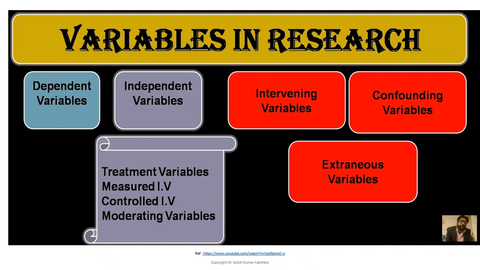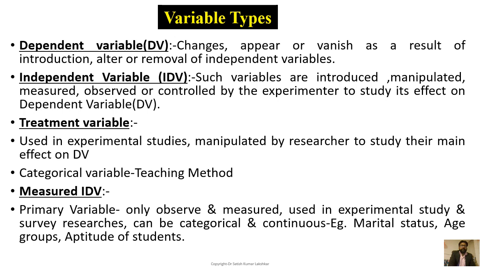Now when we talk about independent variable, there could be different categories or different types of independent variable. For example, treatment variable, which is the variable which is being treated; measured variable, which is measured; controlled variable, which is controlled and the relationship between different variables is tested; moderating, which acts as a moderator, so moderating variable. Also, in the previous slide, we were talking about different types of variables. So these are dependent variable, independent variable, treatment variable, measurement variable, and three more variables.